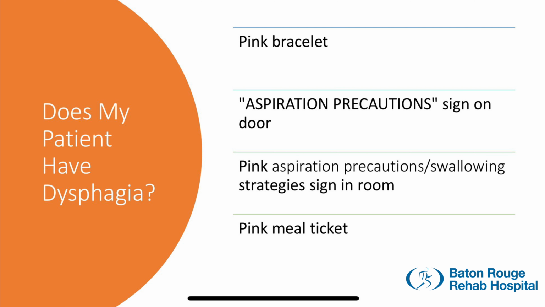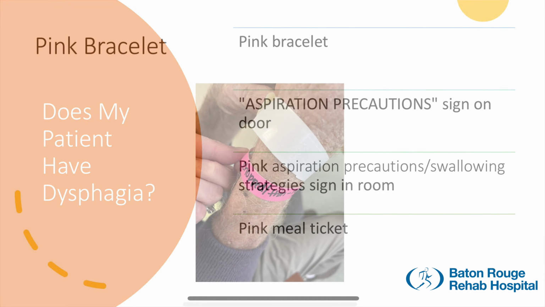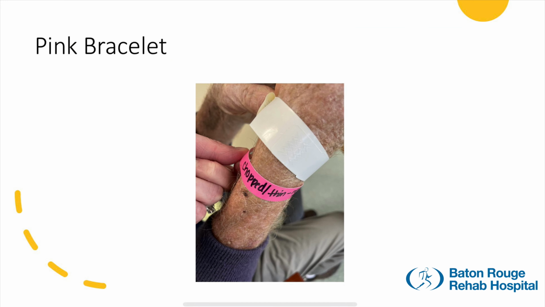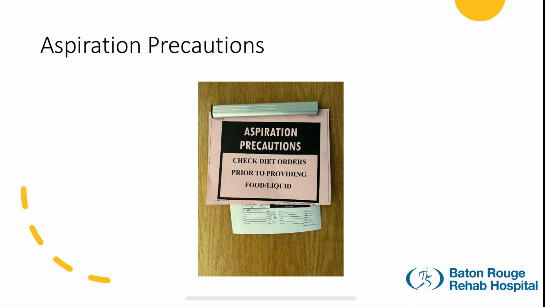At Baton Rouge Rehab, there are several ways to tell if your patient has dysphagia or if they're on a modified diet. A patient with dysphagia should have a pink bracelet on their wrist with the diet written on it. For example, it may say MSC/Nectar Thick, which indicates the patient is on a mechanical soft chopped and Nectar Thick liquid diet. The patient's room door should have a pink sign that says aspiration precautions on it. This is a reminder to staff to check the patient's diet before bringing them anything to eat or drink and to ensure supervision at meal times.